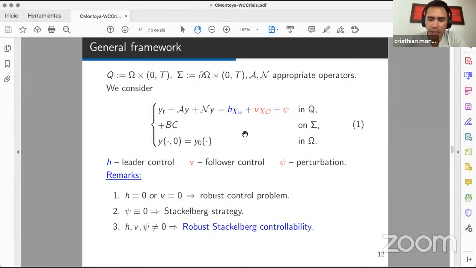So now the game is to fix the leader, h will be the leader, and for v and psi, we find a robust control. We solve a robust control problem, exactly. And then we apply some controllability strategy for the leader. It can be null controllability, approximate controllability, or exact controllability if we can, of course.